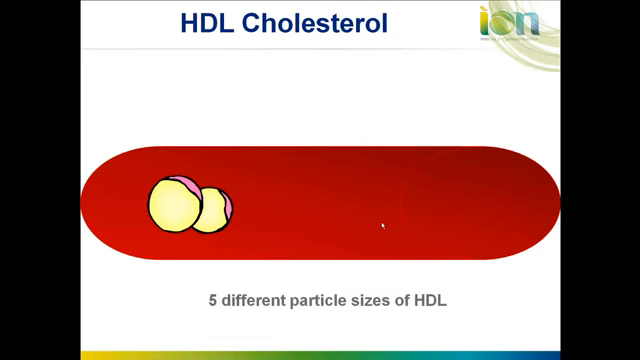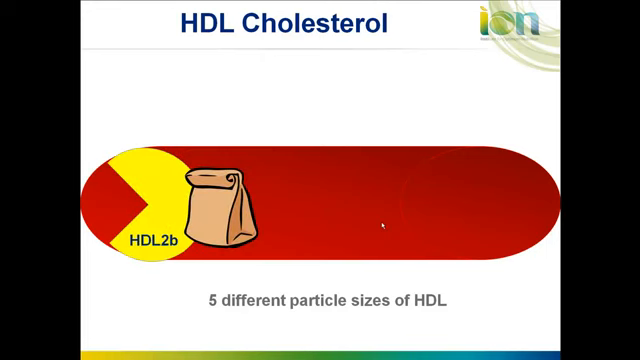In addition to the low density lipoprotein cholesterol, we have the HDL, the high density lipoprotein cholesterol, the so-called good cholesterol, which is actually 5 different particles. And there are little ones and big ones. And you might rightly guess that the big ones are good for you. So the big one, which is called HDL2B, is nicknamed Pac-Man because it literally goes around and gobbles up fat off the blood vessel walls wherever it can find it.